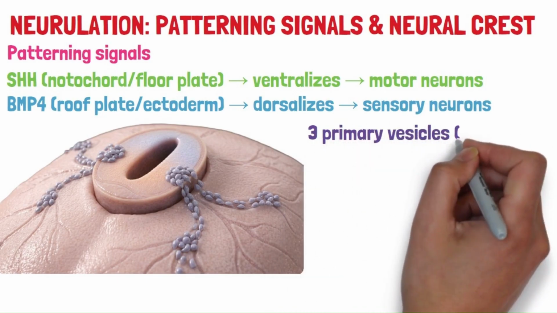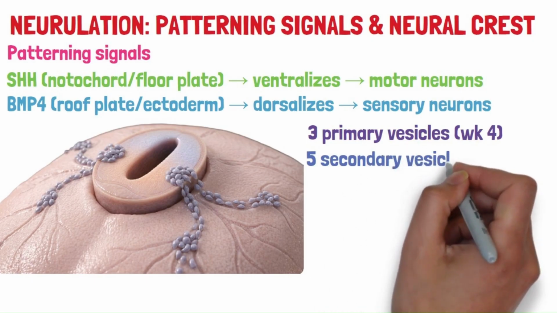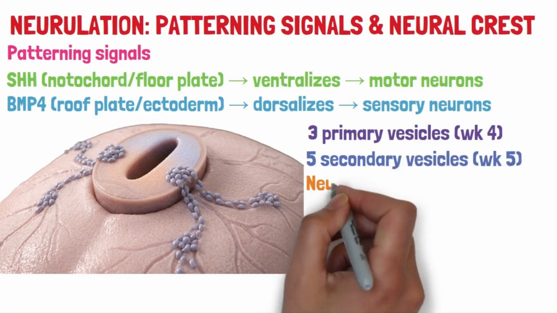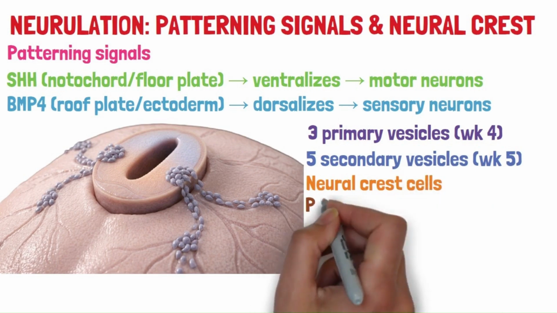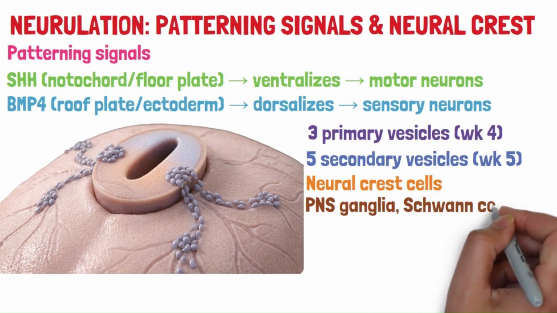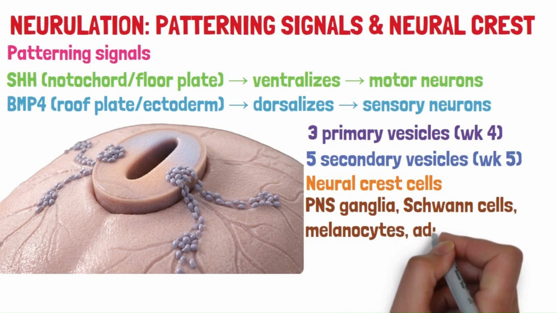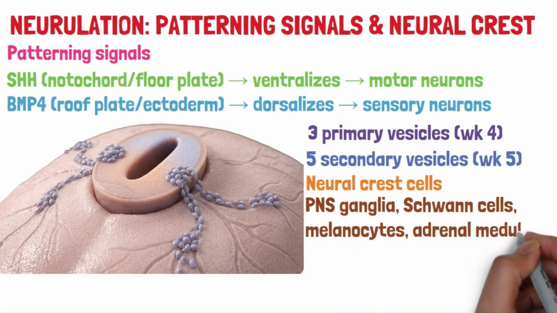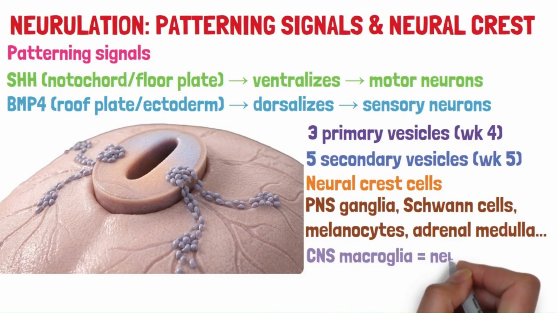Neural crest cells peel off the tips of the neural folds and migrate all over the body. They become your peripheral ganglia, Schwann cells, melanocytes, the adrenal medulla, even part of your heart's outflow tract. But be careful. The brain's own support cells, astrocytes and oligodendrocytes, come from neuroepithelium itself, not neural crest. And microglia are the odd ones entirely. They are mesoderm derived, originating from yolk sac macrophages.